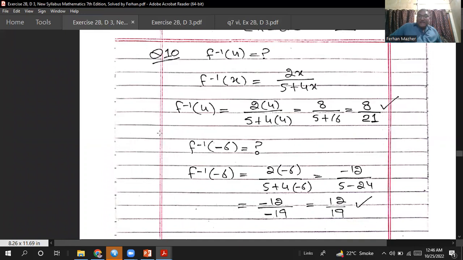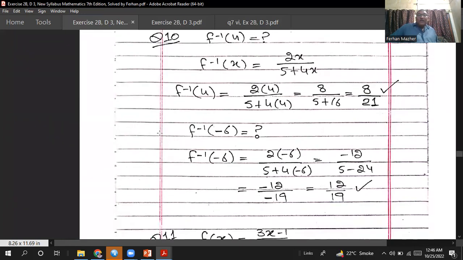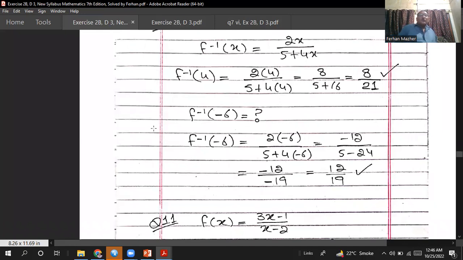F inverse of minus 6: in that formula, substituting minus 6, so 2 into minus 6 divided by 5 plus 4 into minus 6. It will be minus 12 divided by 5 minus 24. It will be minus 12 divided by minus 19, and that is 12 by 19.